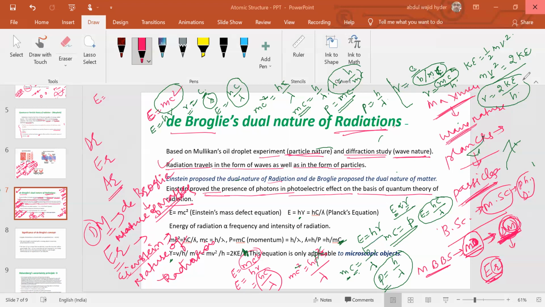You will get a huge number of questions based on Einstein's equation or Planck's equation or de Broglie's relationship. This is de Broglie's relationship. De Broglie gave this relationship, so it is known as de Broglie's equation. Now we'll go to the significance of de Broglie's concept. See, in French, we write like this, now d is small and B is capital. So that's the French way, which is why you have to write it like that only. Significance of de Broglie's concept.